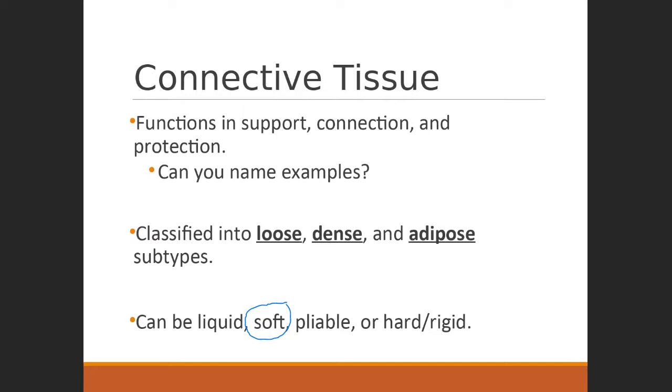Blood is a connective tissue. Bone is a connective tissue. So you see the full spectrum of physical appearances. In between there, we have things like adipose tissues, which is soft and pliable, varying pliabilities that we see in the different types of cartilage. Generally speaking, here's the classifications of connective tissue we're going to discuss: loose, dense, and then adipose.